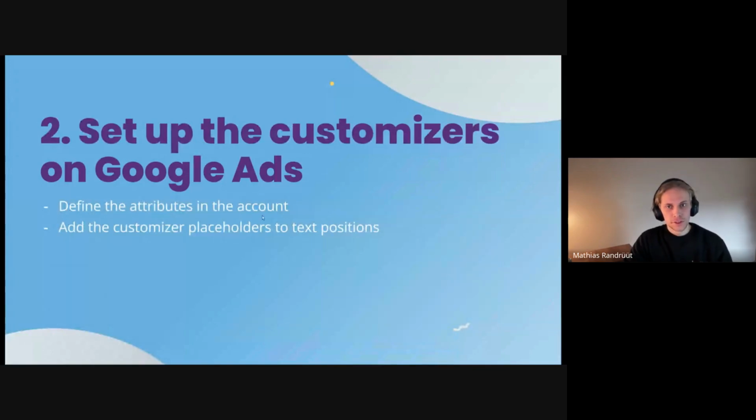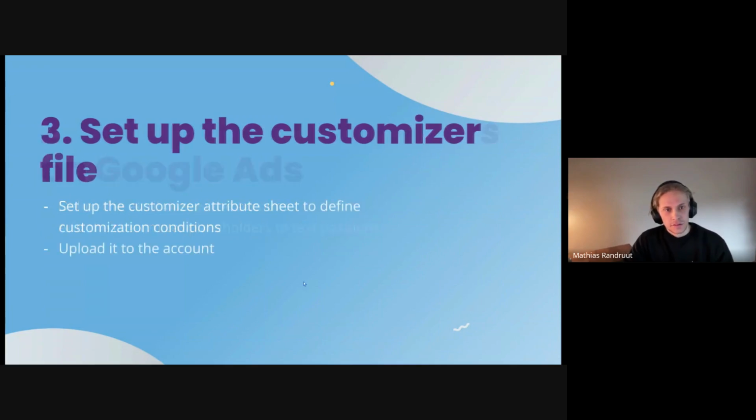Now, the most important part is basically done. Let's see how we actually upload the values. So this is probably the most important part. We have to set up a custom sheet or an Excel file where we tell Google what value we give to what placeholder, basically. And then we schedule or just upload it into the account.